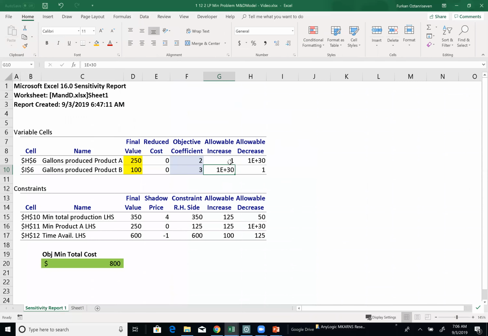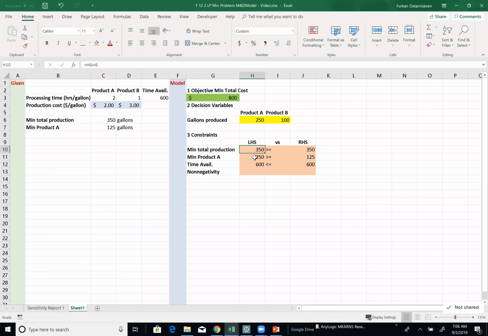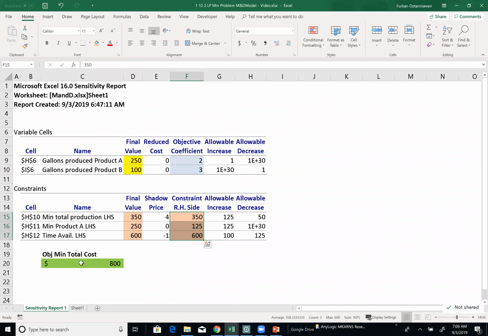We covered all this first part, which is about the decision variables. Let's talk about the constraints. So these are the values, your left-hand side values. Let me just color code them. As you guys know, I like using red. So these are your right-hand side values. If you look at these values, you will see the exact same values right here, left-hand side and right-hand side values. Okay. So here, allowable increase and decrease values refer to the right-hand side value.